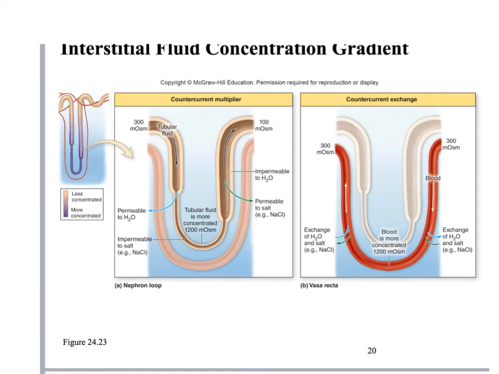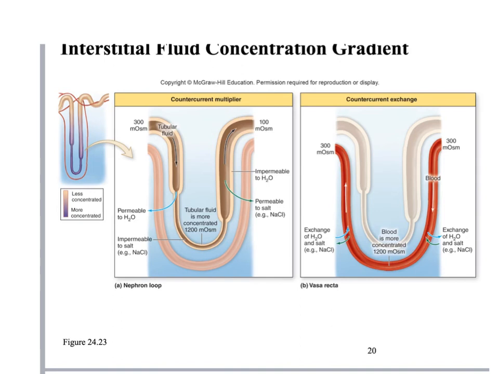Okay? Water moves across, but it has no channels to allow salt to pass from one side to another. So if the fluid outside of that descending limb is high in salt, water's going to move across. Right? And as water moves out, what happens to the percentage of water inside the fluid within the tubule? Water's moving out, and as it gets further down, water keeps moving out.